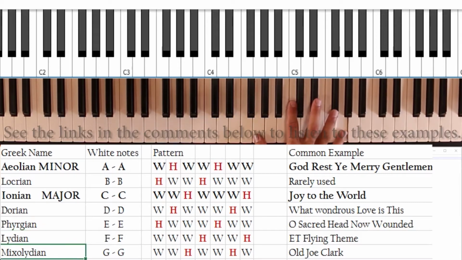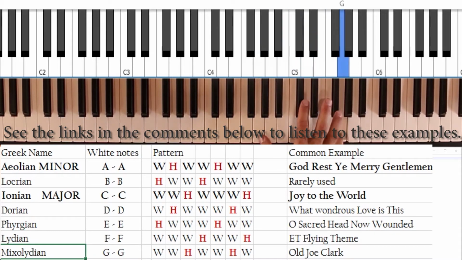And the last one is the Mixo-Lydian. It goes from G to G. The best example of the Mixolydian is actually a song called Old Joe Clark, which is an old bluegrass tune.